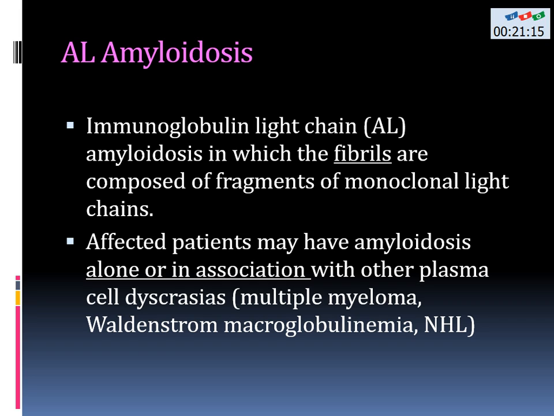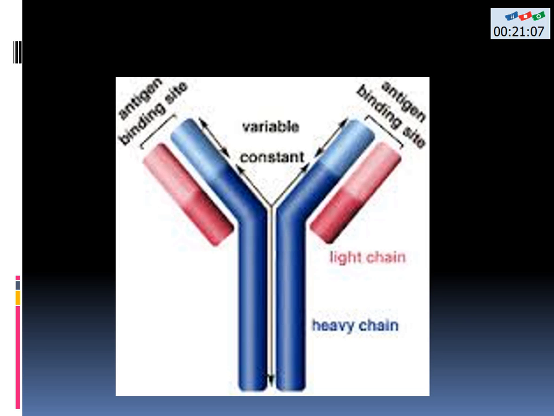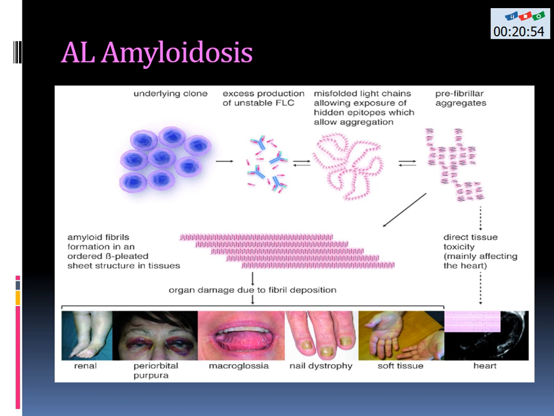These patients might present with amyloidosis alone or in association with other dyscrasias like multiple myeloma or Waldenstrom's. As you can see here, the light chain, these parts of the immunoglobulin are the ones that are secreted excessively and are the ones that form the fibrils to form AL amyloidosis. This is the story I was telling you about the folding and unfolding. It's a major issue in amyloidosis.